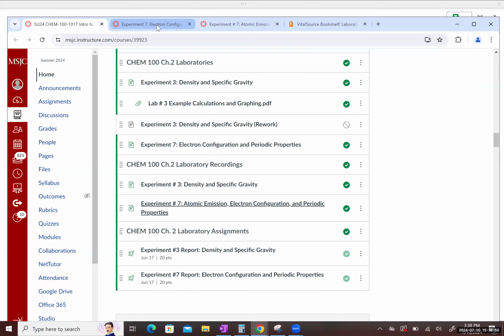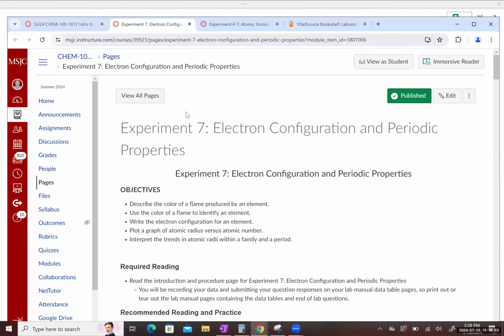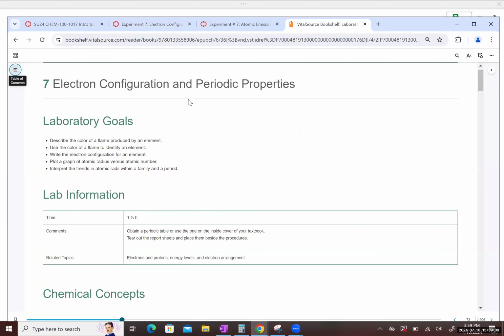So looking at the lab page, the Experiment 7 lab page looks something like this in Canvas. Let's also open up Experiment 7 in the lab manual. So this is what Experiment 7 looks like in the lab manual. It's titled Electron Configuration and Periodic Properties. And there's a general set of lab information as well as some introductory pages found in the lab manual. We'll be talking about that momentarily.